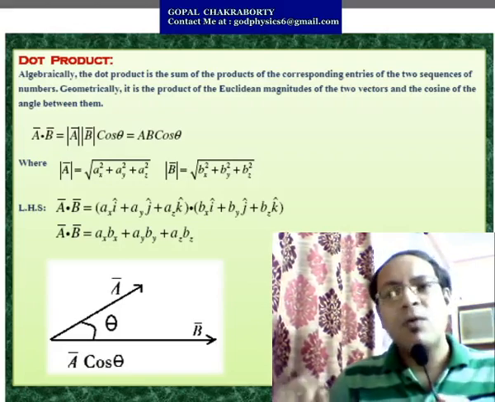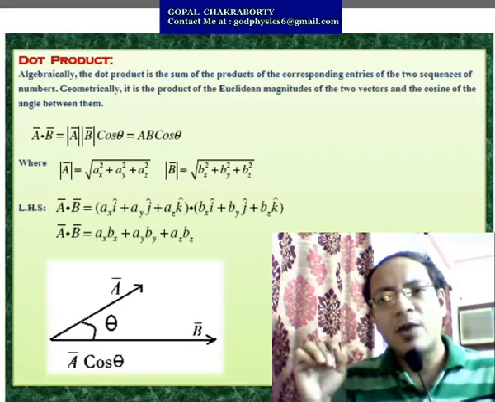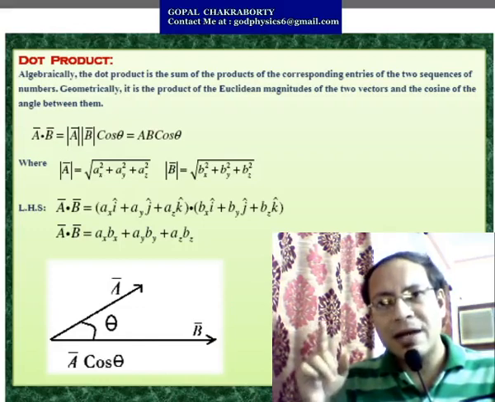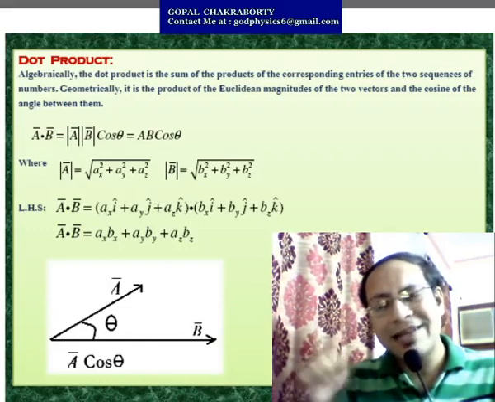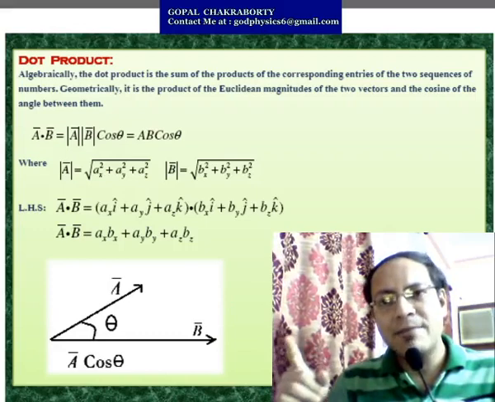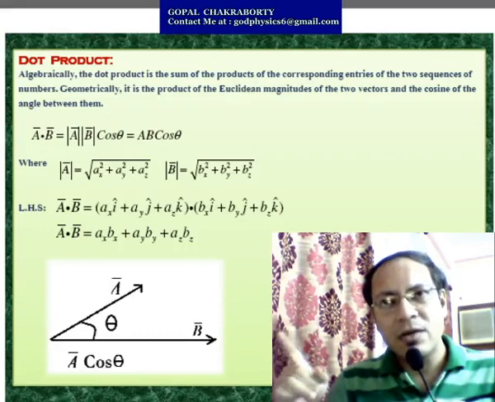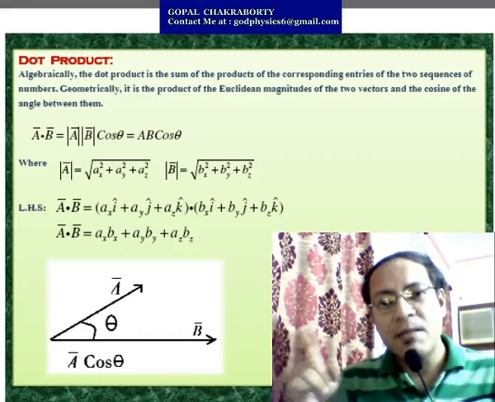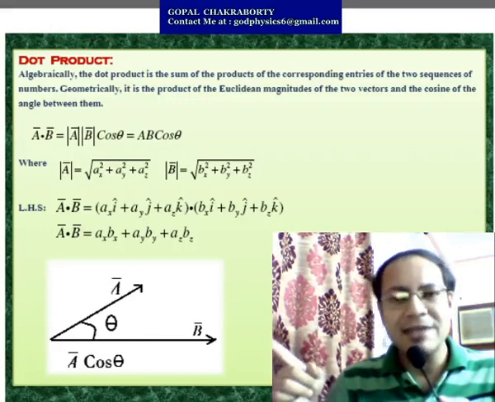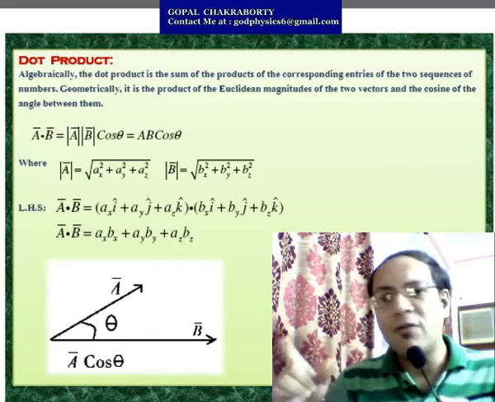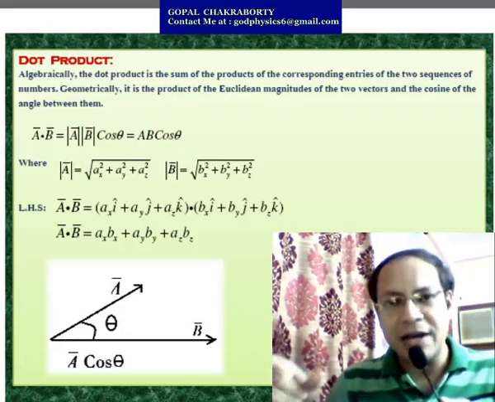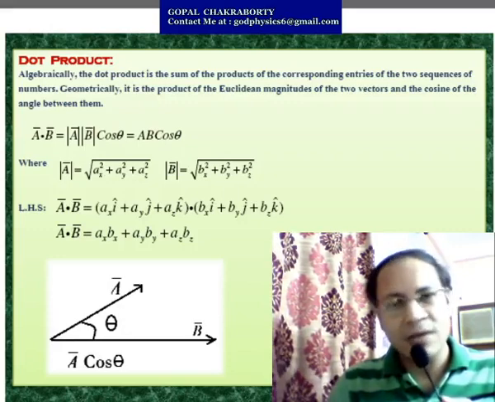Now, what is the physical significance of the dot product? You can see the magnitude of A in the direction of B can be represented by A cos theta. So A dot B can be represented as B into A cos theta. That means it is a product of the lengths of two vectors in the same direction. That is the physical significance of the dot product.